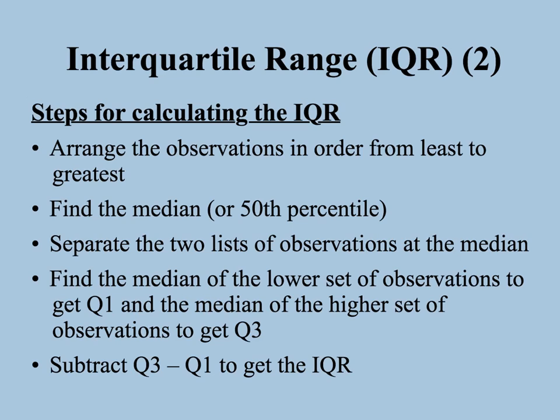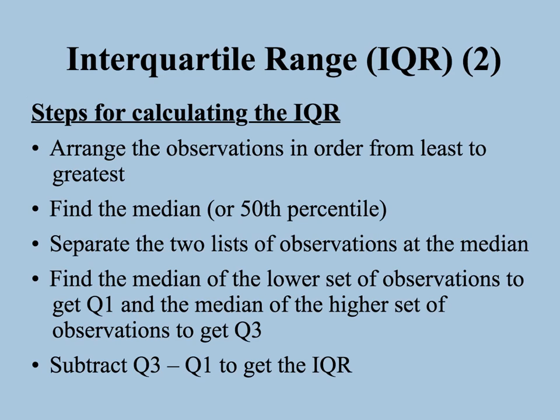The first key step is to arrange the observations in order from least to greatest. Just like with the median, failure to arrange the observations in order will completely affect the accuracy of your calculations. Once you've arranged the observations, the next step is to find the median of the data using the same methods we discussed previously for finding the median.